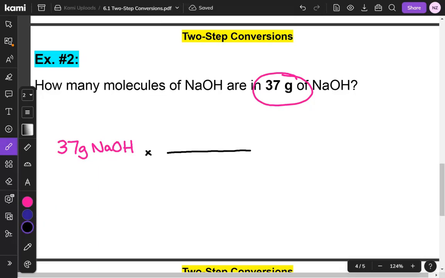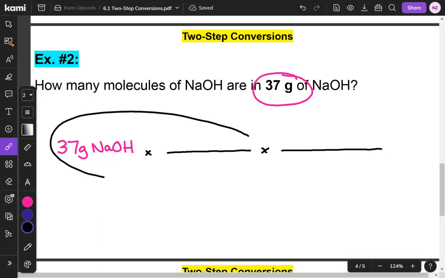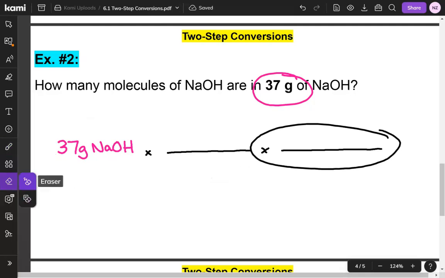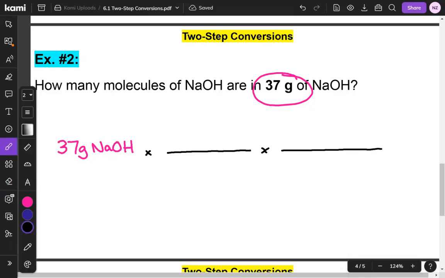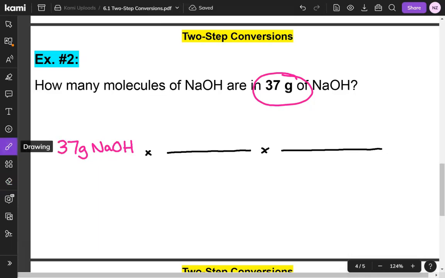Another reason why we're doing these back to back is because we don't want to round in between. If I did my first step here and rounded the number, and then used the rounded number for that second step, my answer is going to be really off because I've rounded twice. So we avoid rounding until that final step, and it's going to make our answer much more accurate.